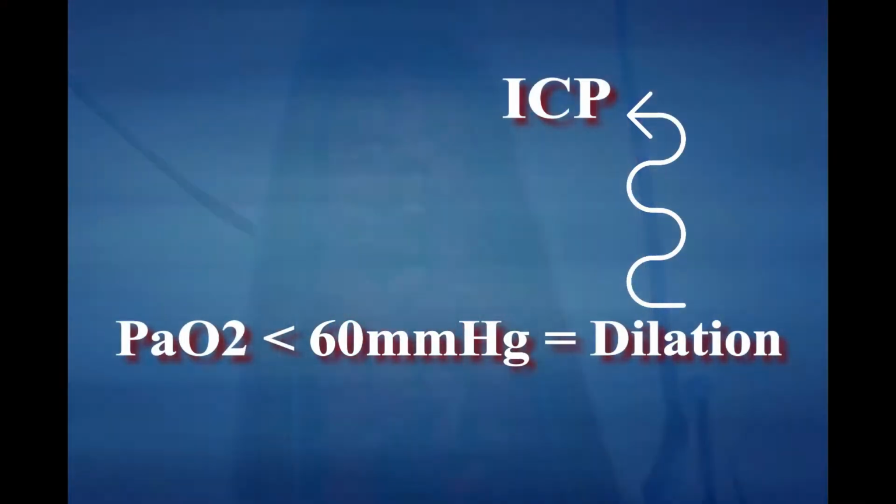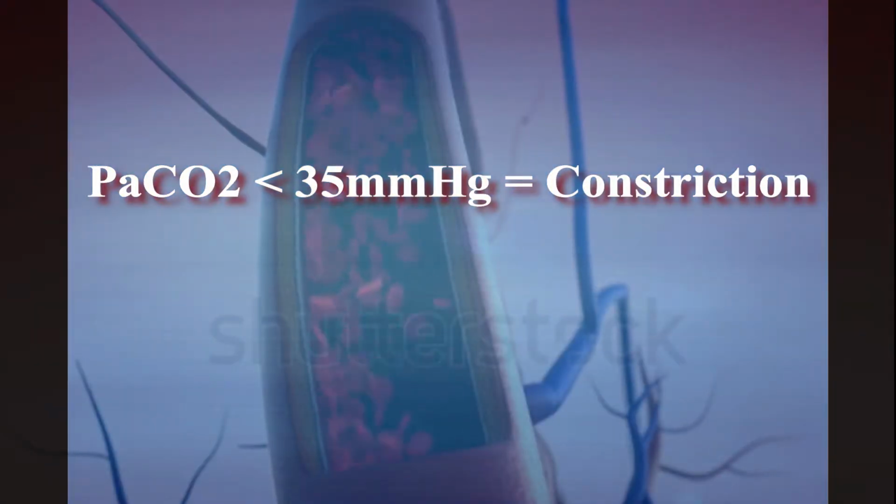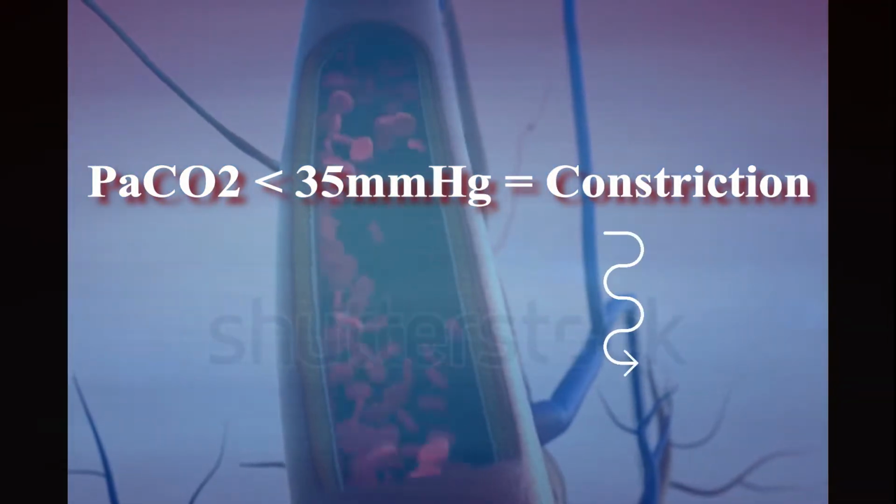which in the diseased brain is going to be dangerous. Now, hypocapnia, which is PaCO2 less than 35, is going to cause arteriolar constriction of the cerebral arteries, which reduces blood flow and oxygen. So balancing the PaCO2 is very important in keeping the cerebral blood flow at that optimum state.